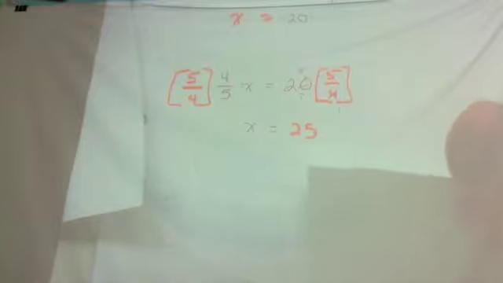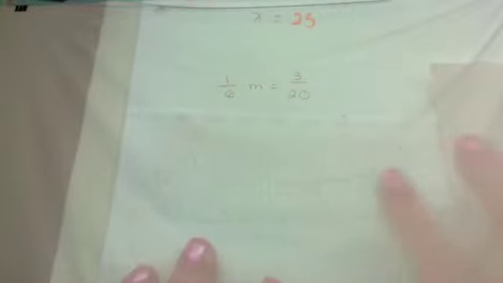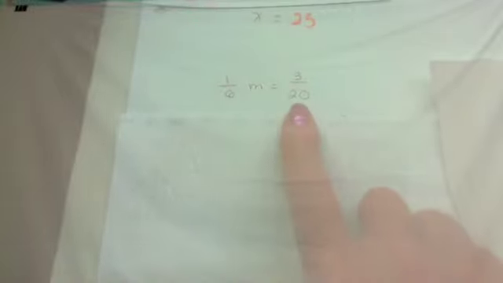All right, let's try one more. Here, don't get excited that there's a fraction over here. Whatever you choose to multiply both sides by, you're just going to use your fraction skills to find the answer. So you have 1/6 m is equal to 3/20. Pause this, and then go ahead, try it, and then I'll work it through.